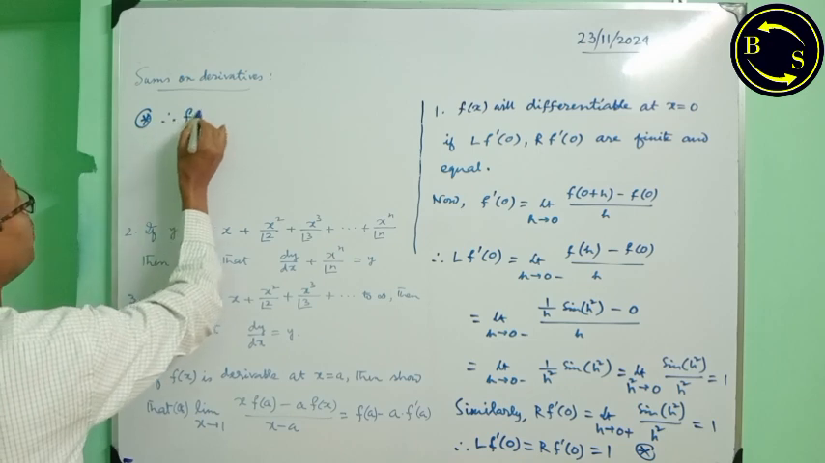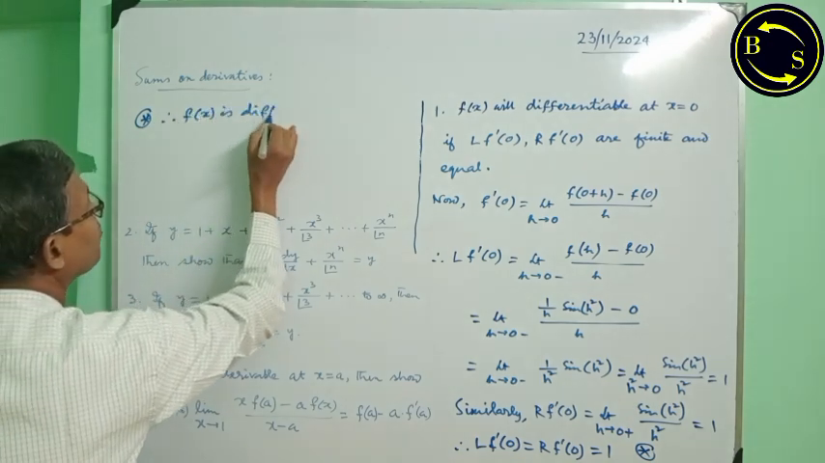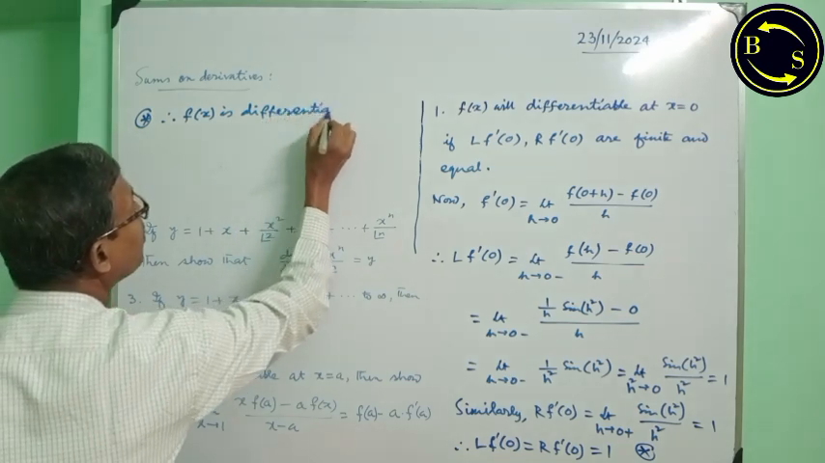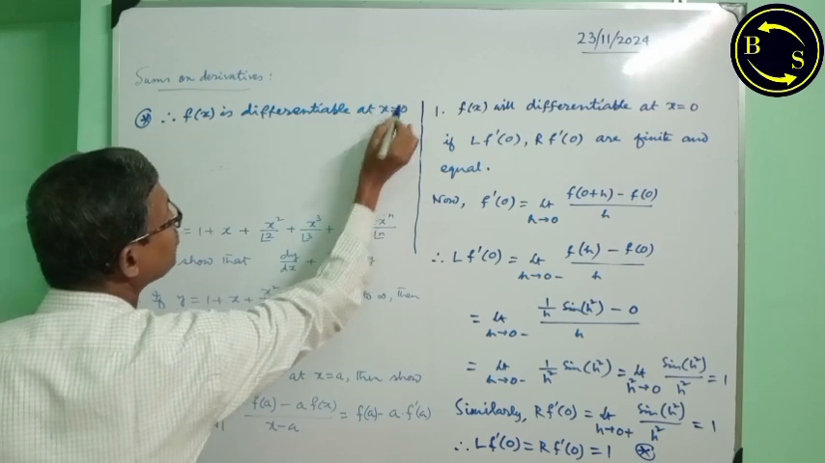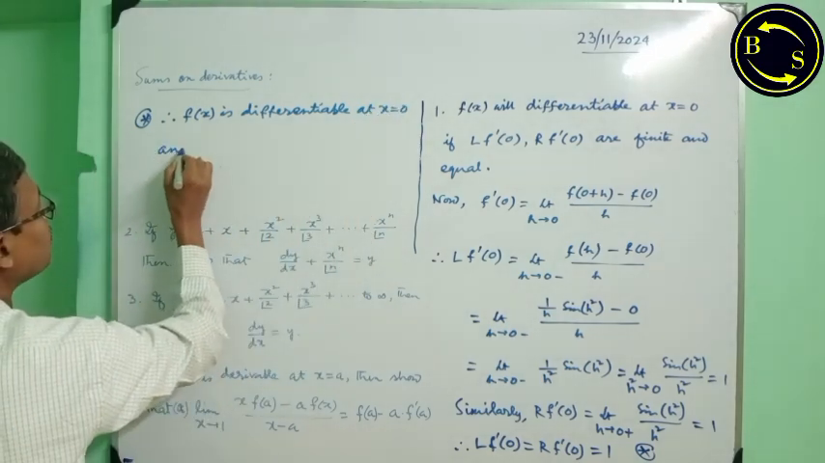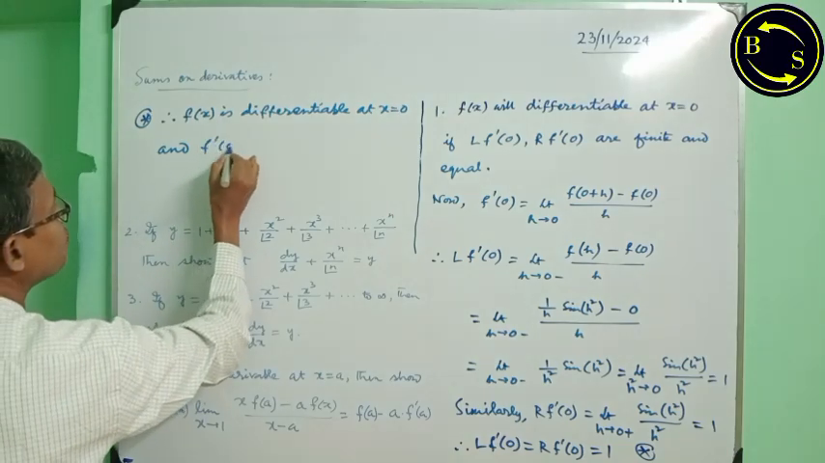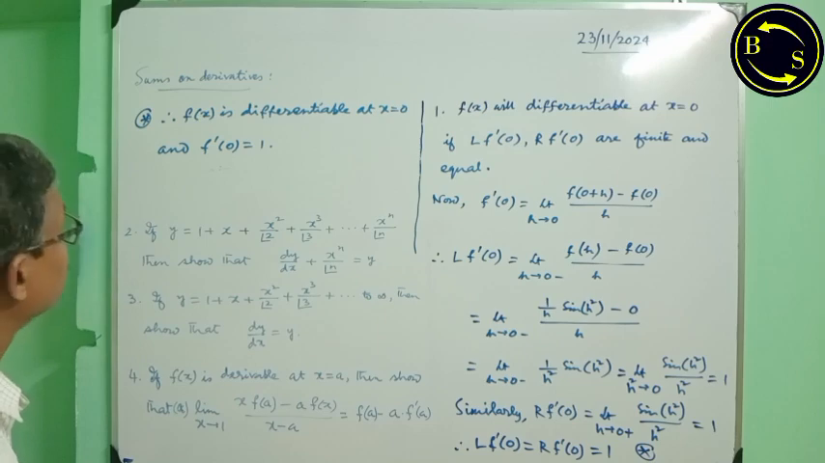Therefore, f(x) is differentiable at x equal to 0, and already we have calculated f'(0) is equal to 1. Therefore, the first sum is solved.